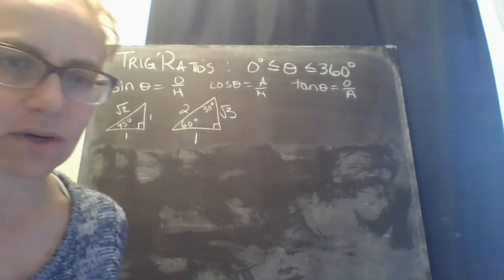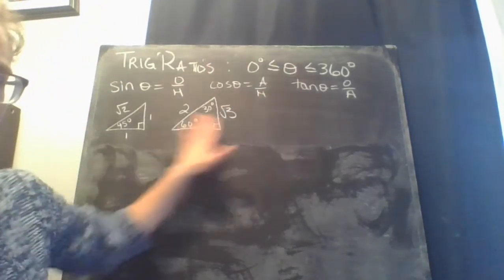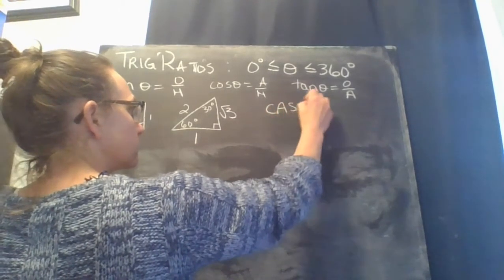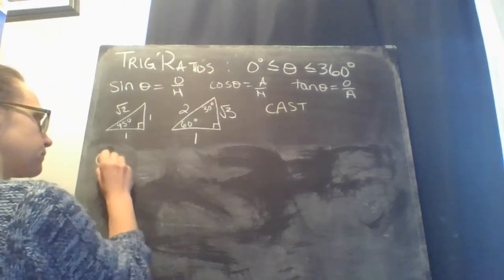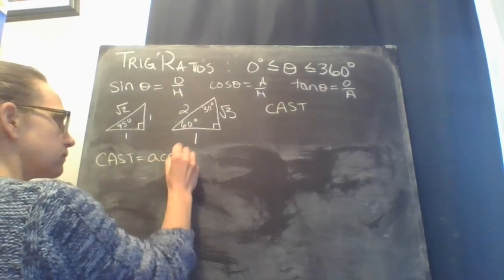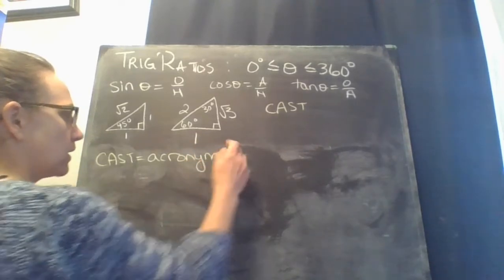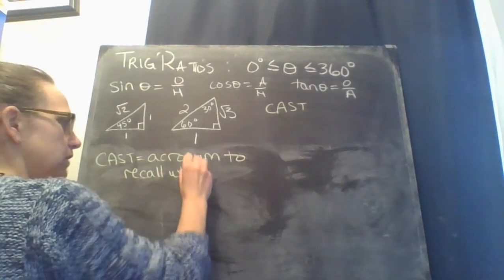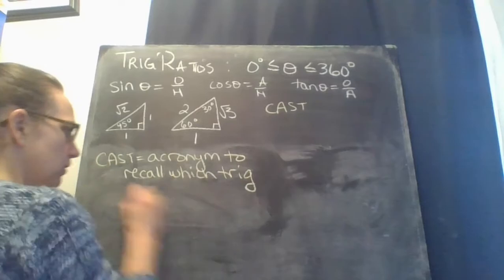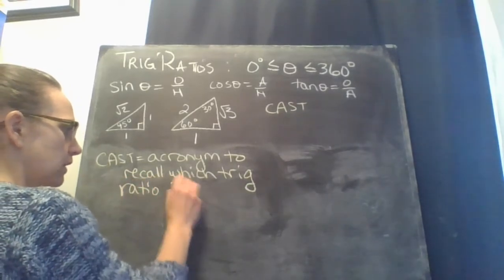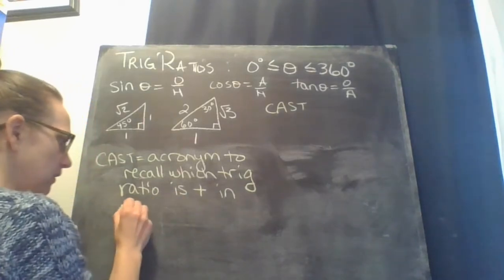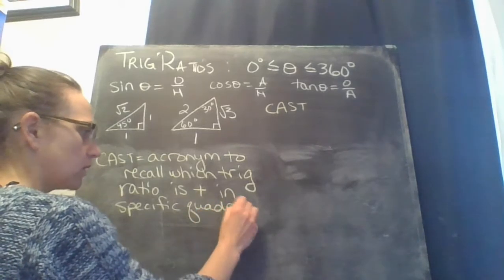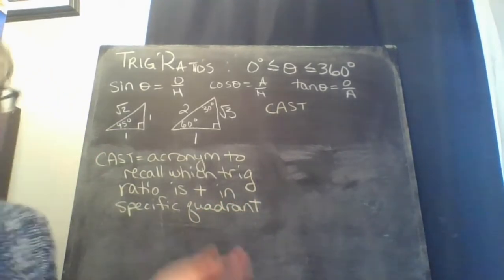So this kind of brings me to our next really awesome thing to add to our toolbox here. And it's this thing called CAST. So CAST is an acronym to recall which trig ratio is positive in a specific quadrant. Okay, so what do we mean by that?